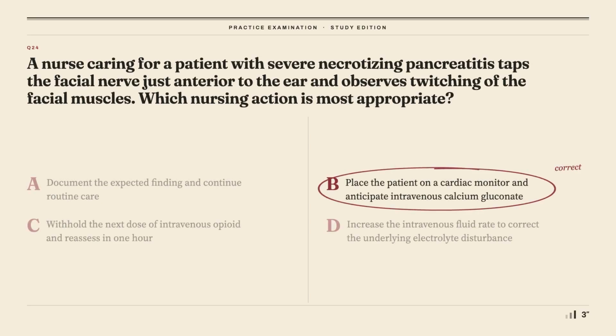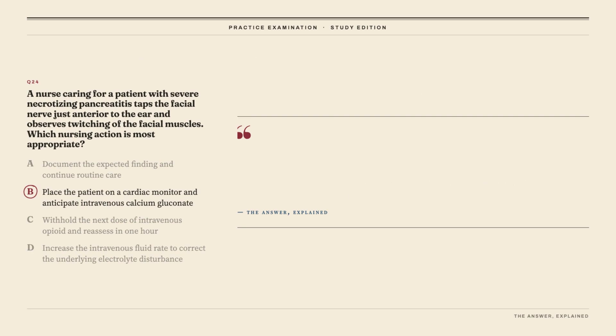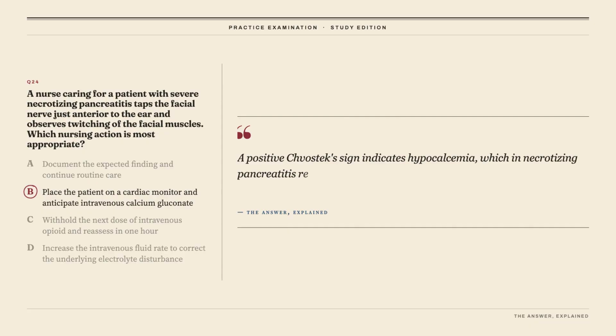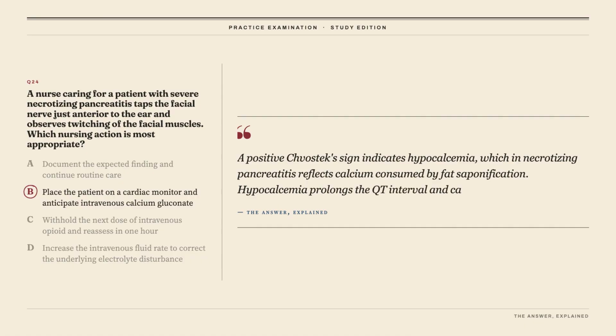The correct answer is B. Place the patient on a cardiac monitor and anticipate intravenous calcium gluconate. B is correct because a positive Chvostek sign indicates hypocalcemia, which in necrotizing pancreatitis reflects calcium consumed by fat saponification. Hypocalcemia prolongs the QT interval and can precipitate torsades de pointes, so cardiac monitoring is essential. Intravenous calcium gluconate replacement and seizure precautions are the anticipated interventions.